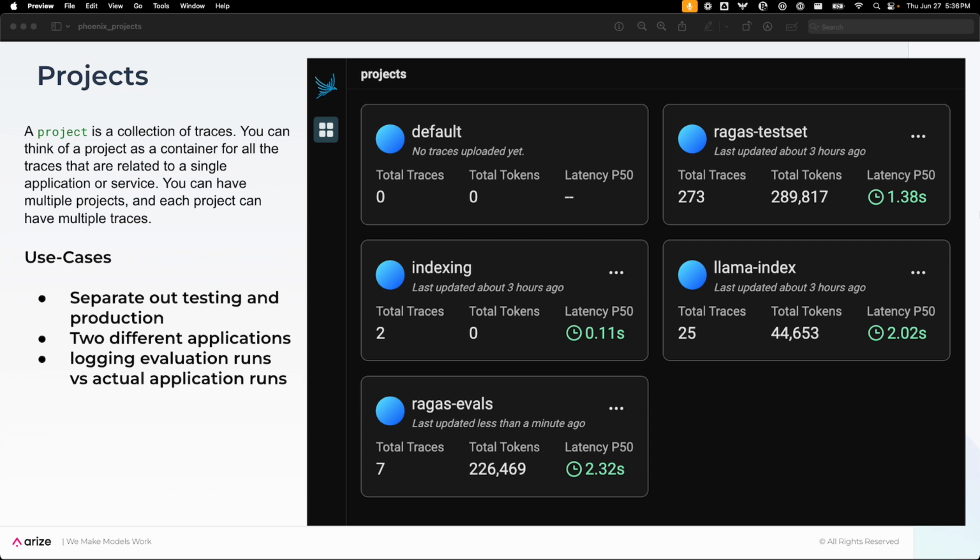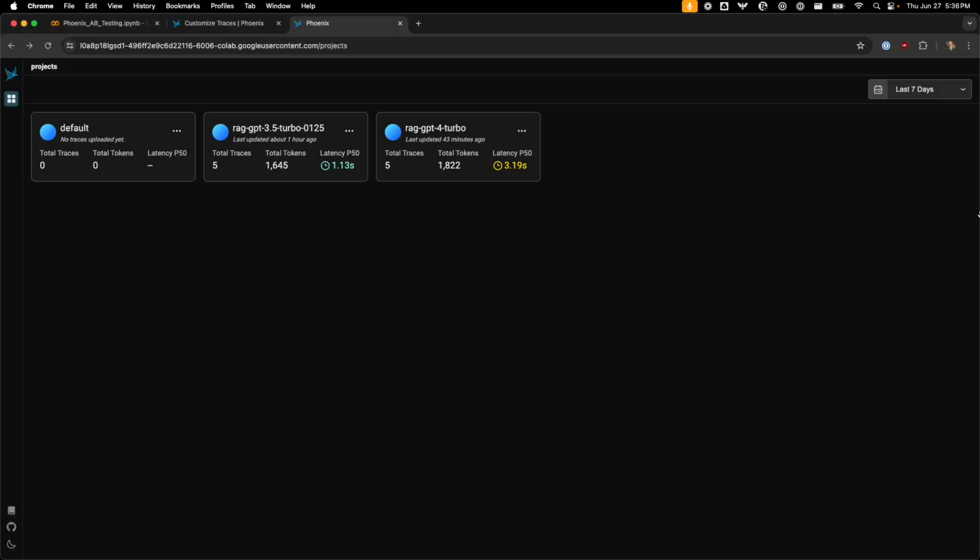Some use cases of projects can be separating testing and production, even looking at two different applications. Our use case today is a RAG chatbot, in which questions are asked against a pre-built index of Arize's documentation. While the same questions are asked in each project, what differs is the model. For this example of A/B testing, we utilize GPT-3.5 and GPT-4. We want to compare the performance of both models with respect to the hallucination rate and QA correctness rate.